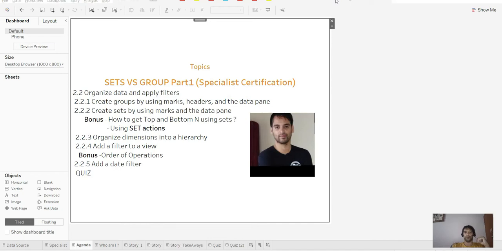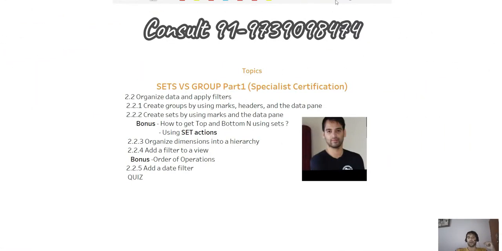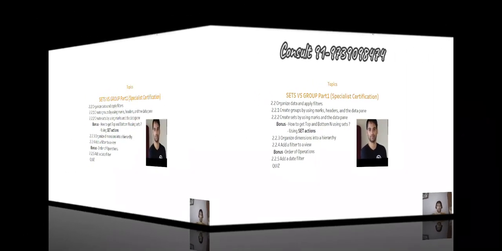So, welcome everyone to the second part of 2.2 Organize Data and Apply. Remember, there is already a first part where we covered create groups, create sets, and how to get. Now we are going to cover this part from 2.2. Remember that we have a data set with respect to population of different states and districts of India, and at the end we'll add a date filter and see what are the different options you have when you pull any date field to the filter. So let's get started.